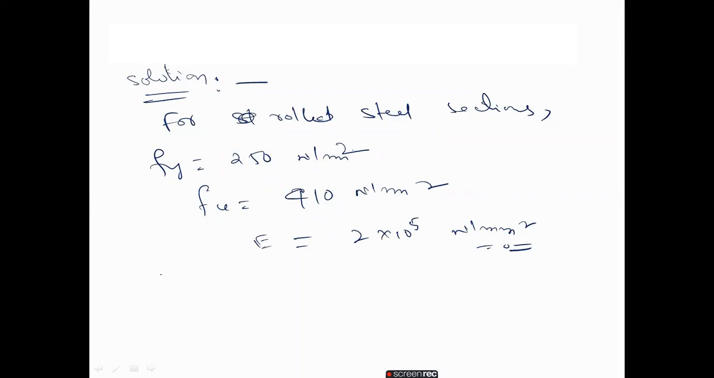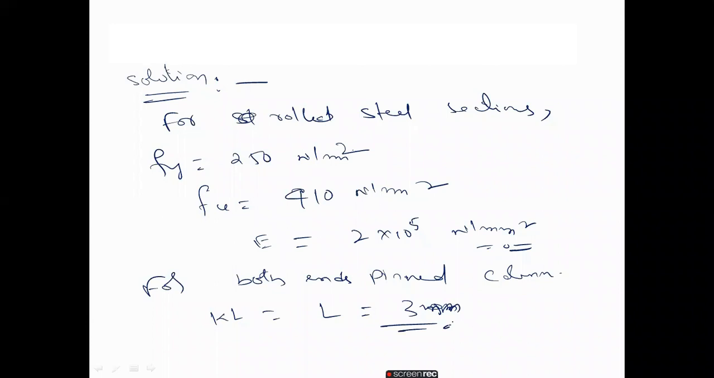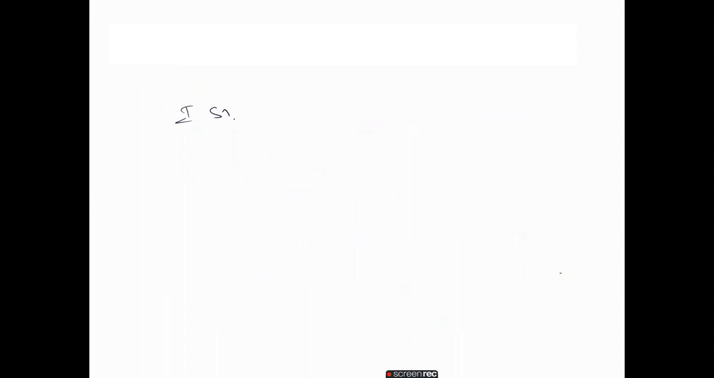Okay. So the condition they given is for both ends fixed. Sorry, both ends are pinned columns. So at that time, what happens? KL equal to L. Then we will take directly 3 meters. Okay, this is the given data they given in the problem, and normally we will take this one for the rolled sections. But anyway, now the given section is ISHB 300.